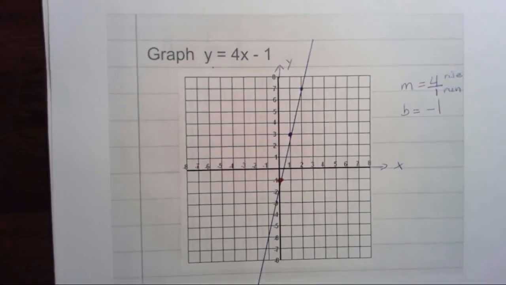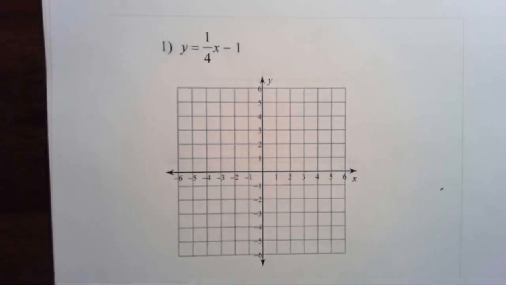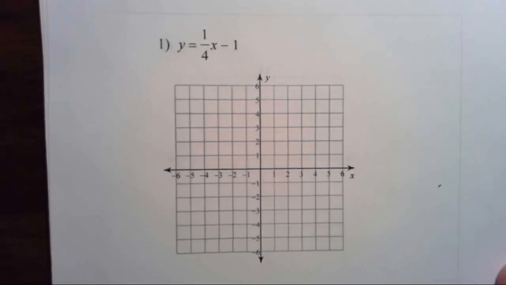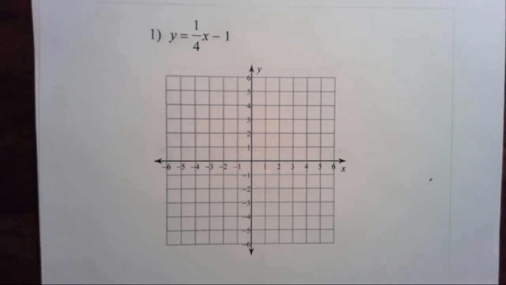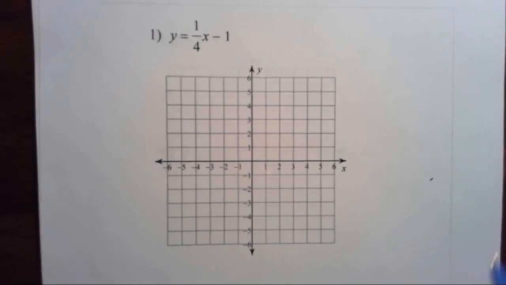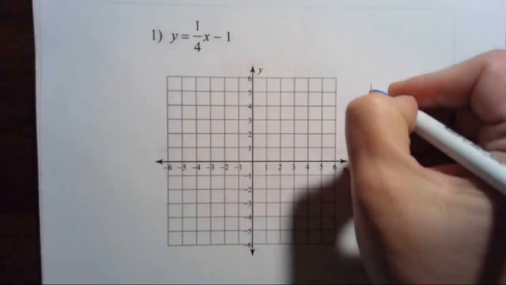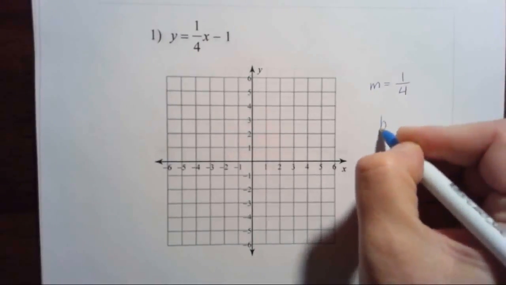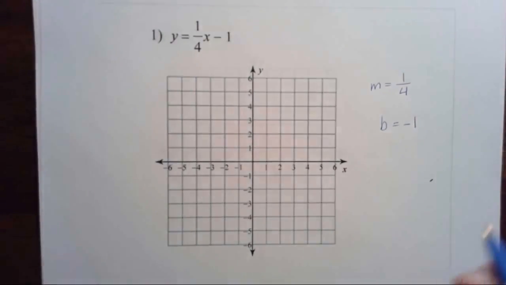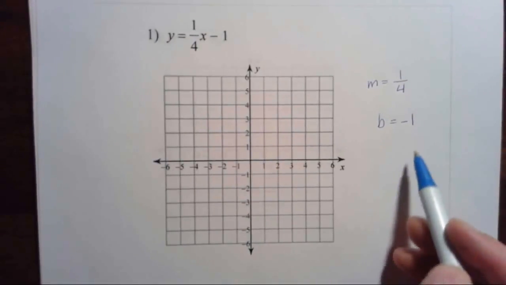Okay, are we ready for another one? I will give you a copy of those so you can do it with me. You can pause it anytime and practice with me. Okay, let's go. I need to list y-intercept and the slope. Slope is 1/4. Y-intercept is -1.